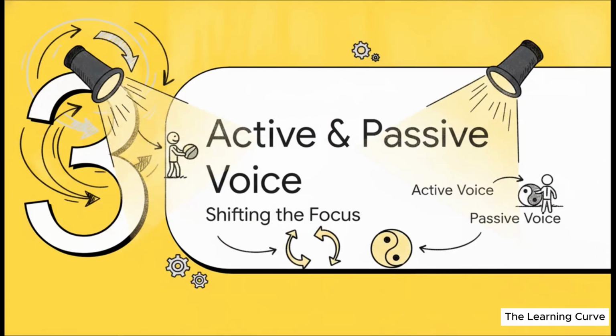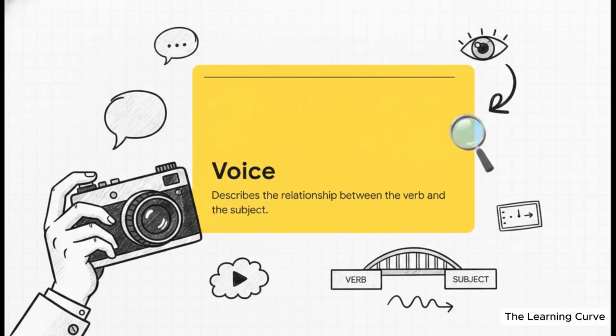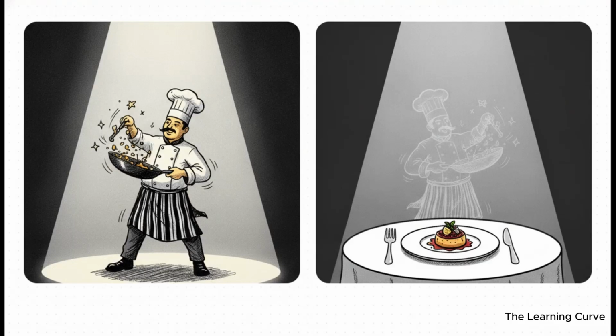All right, Section 3, Active and Passive Voice. To really grasp how verbs shift our focus, we need to talk about voice. This basically describes the core relationship between the verb and the subject. It tells us who's holding the camera, so to speak, and where exactly the lens is pointing. Take a phrase like, "the chef cooked the meal." The actor, the chef, is right up front, driving the action. But if we flip it to, "the meal was cooked by the chef," it is the exact same event, but the spotlight completely shifts over to the object receiving the action.